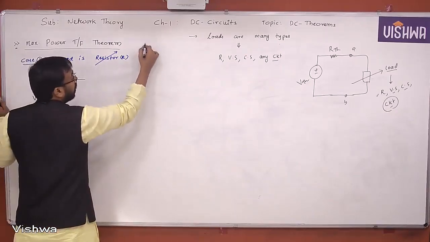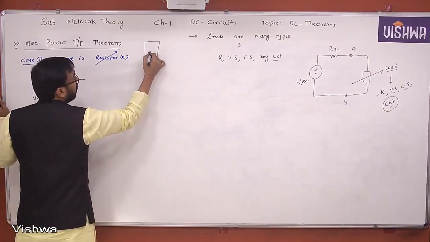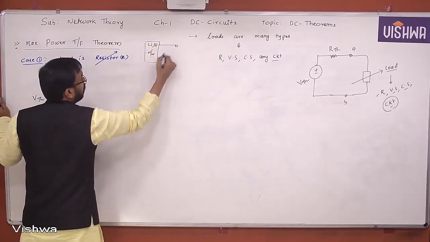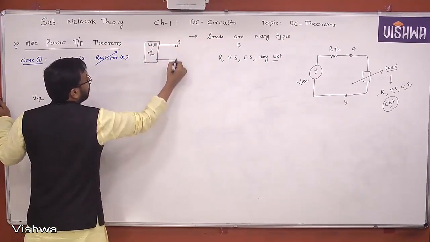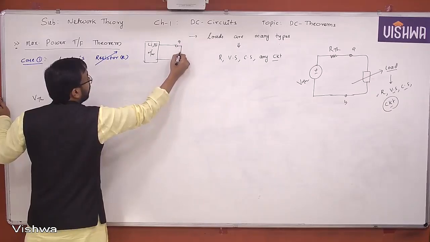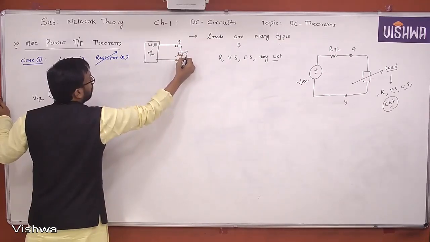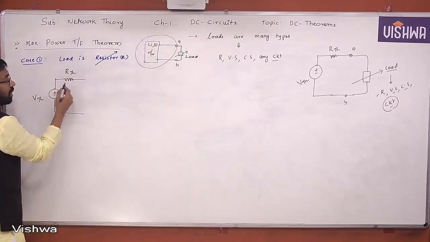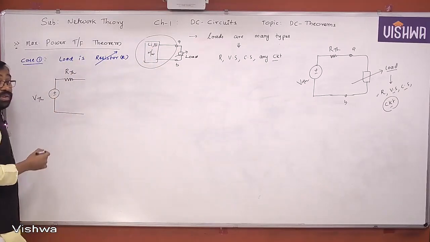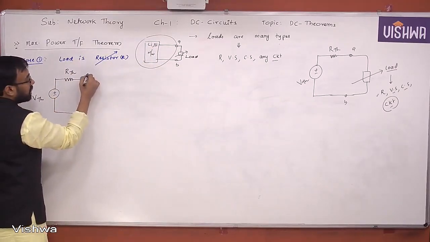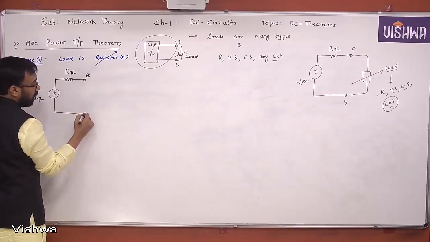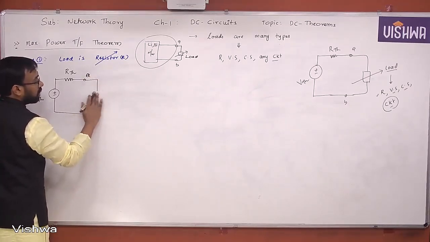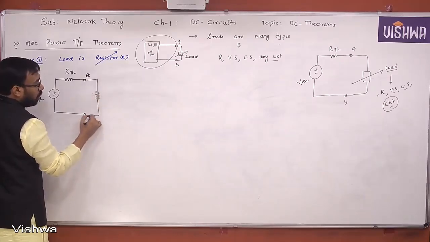You give me any network, linear bilateral network, that can be replaced by what? With respect to load terminals, that can be replaced by what? If this is a load, it can be replaced by Thevenin's equivalent here. So this is A, this is B, load terminals. A, B terminals are always taken as what? Load terminals here. So let me take a load resistor.